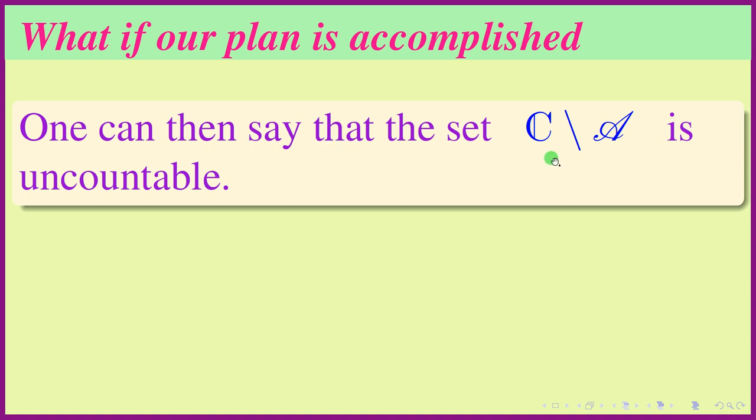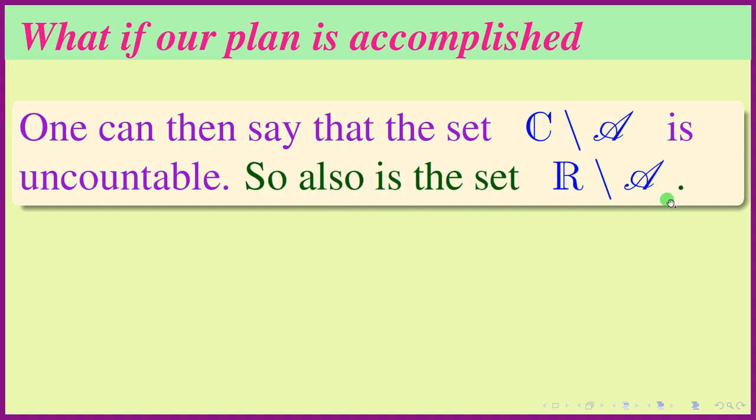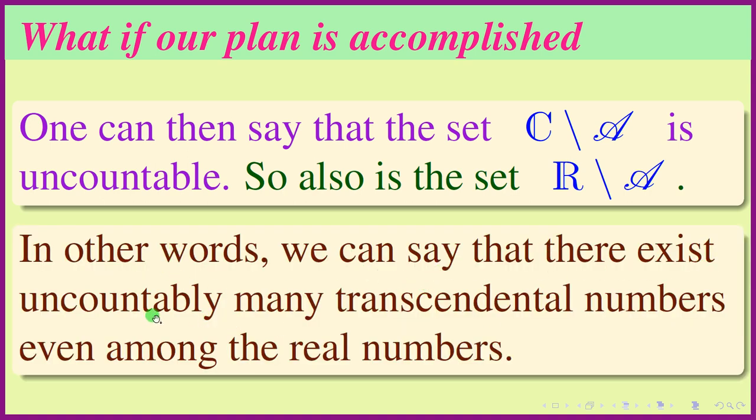One can then say that the set C minus A is uncountable. So also the set R minus A, because A is countable, R is uncountable, C is uncountable. So these two are uncountable. In other words, we can say that there exist uncountably many transcendental numbers even among the real numbers. So pi and e are two real numbers which are transcendental, but apart from these two, there are uncountably many real numbers which are transcendental. Forget about complex numbers which are transcendental.